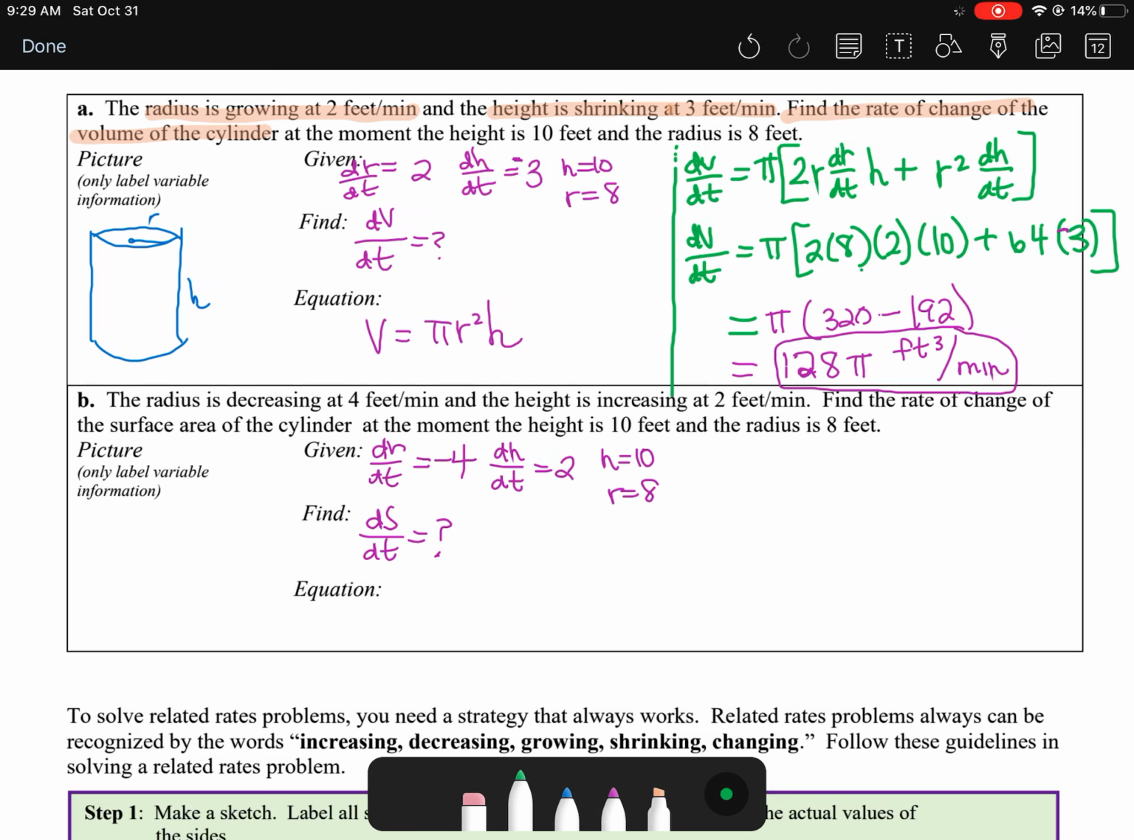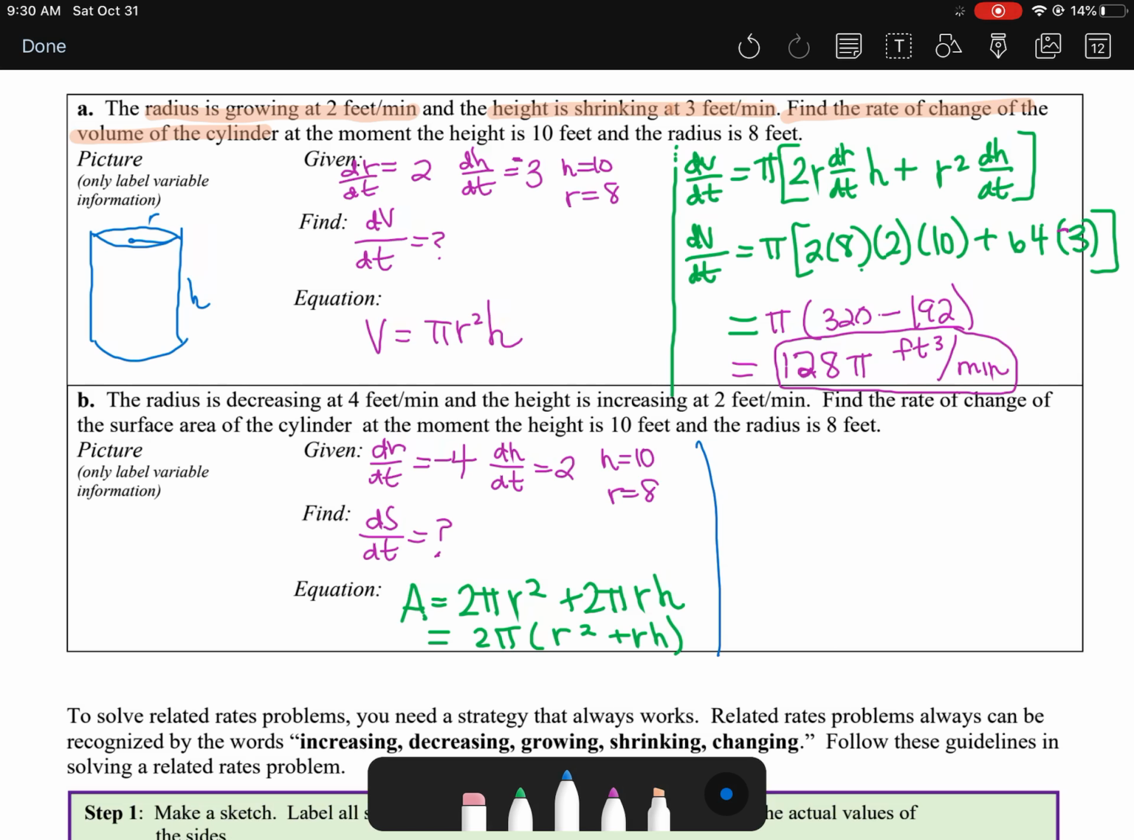Okay, well now again I need an equation. Again, if you don't remember, make sure you go look it up. So this is 2 pi r squared plus 2 pi r h. And for me personally, I'm going to take that 2 pi out. So 2 pi times (r squared plus rh). And the reason why I did that is simply because I'm setting myself up for a nice derivative.